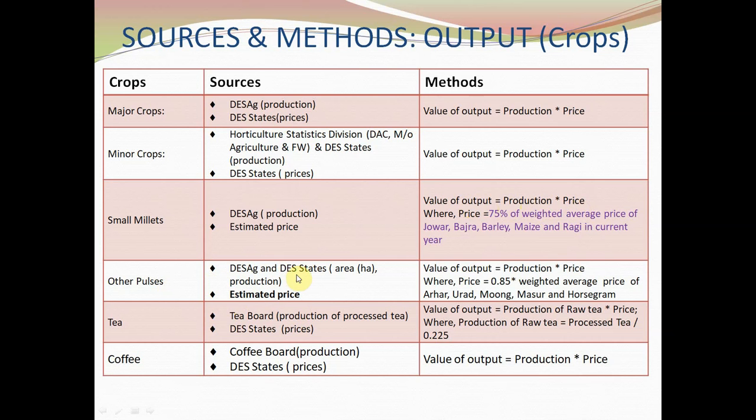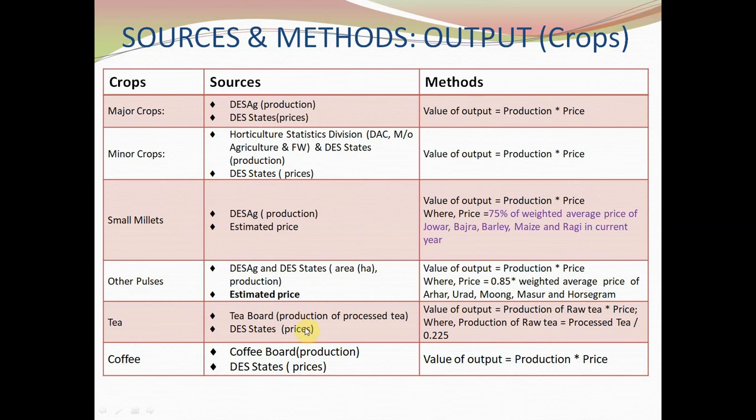For other pulses, production and area figures are in hectares. Data is taken from DES, Ministry of Agriculture and DES states, and price is also estimated by using 85% of weighted average price of arhar, urad, moong, masoor and horse gram.